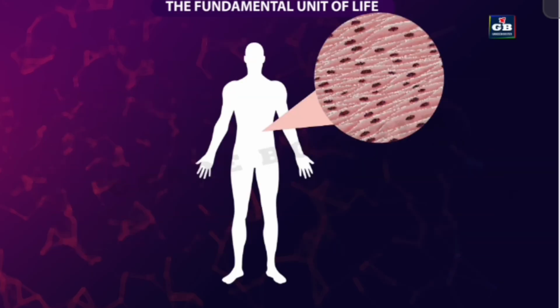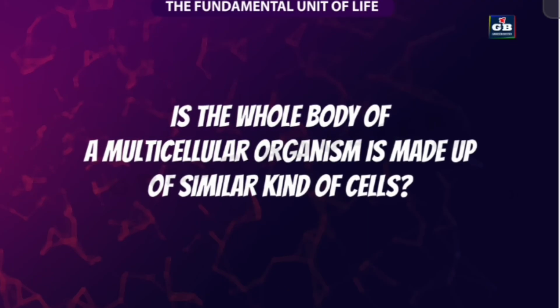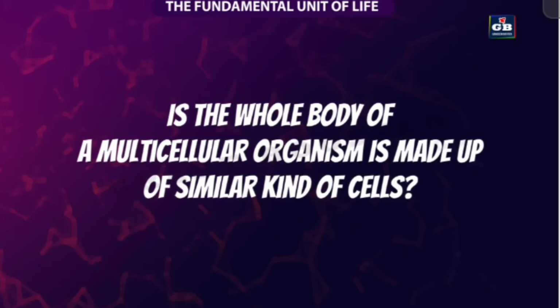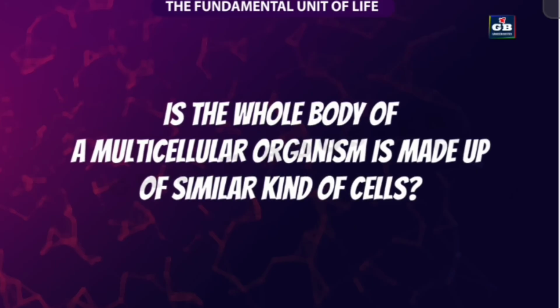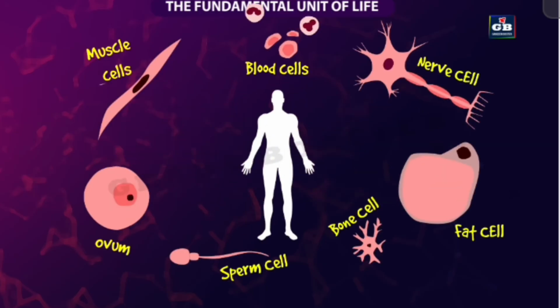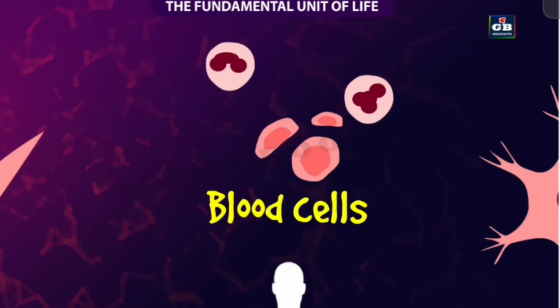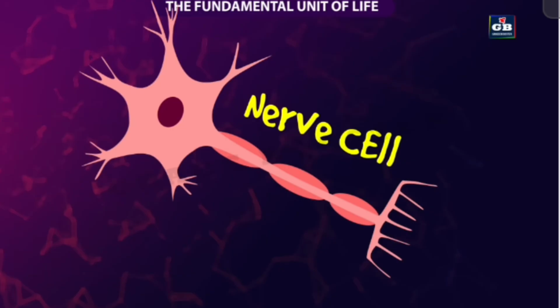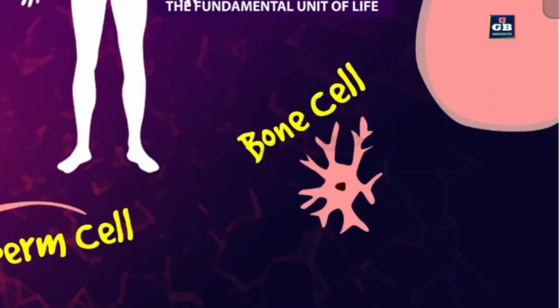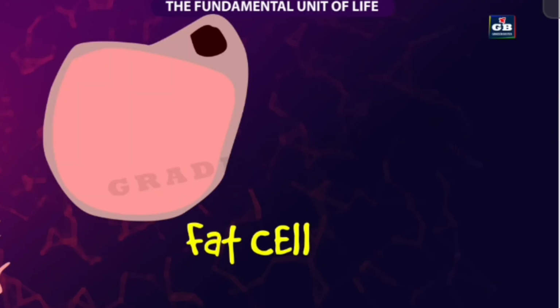We learned that multicellular organisms are made up of many cells. Is the whole body of a multicellular organism made up of similar kind of cells? No. Multicellular organisms are made up of different types of cells. Now, let us see the different types of cells of our body. Muscle cells, blood cells, nerve cells, bone cells, ovum, sperm cells, fat cells, etc.